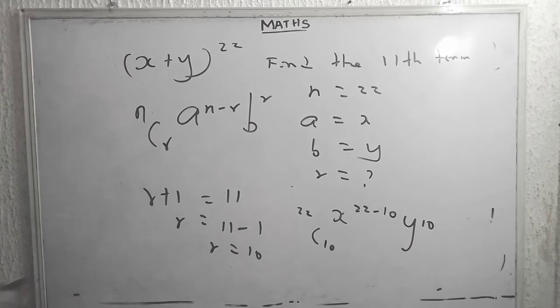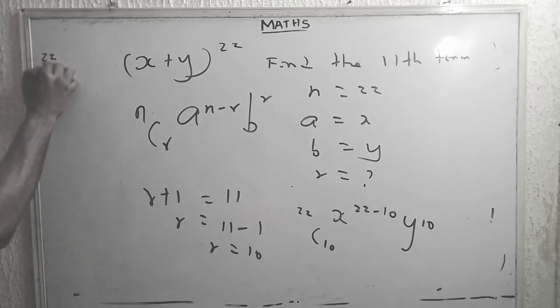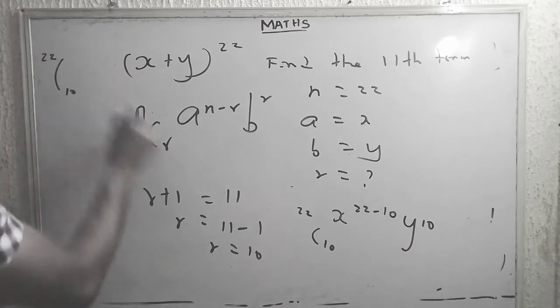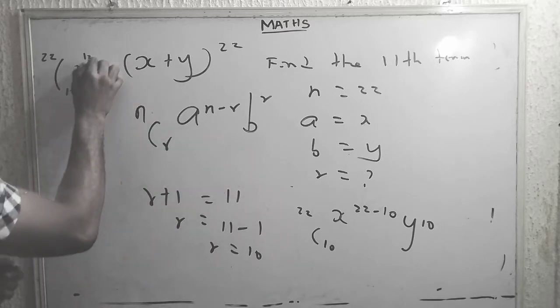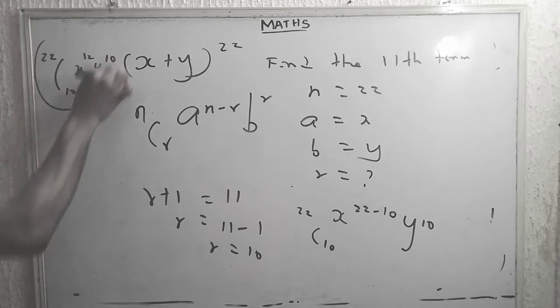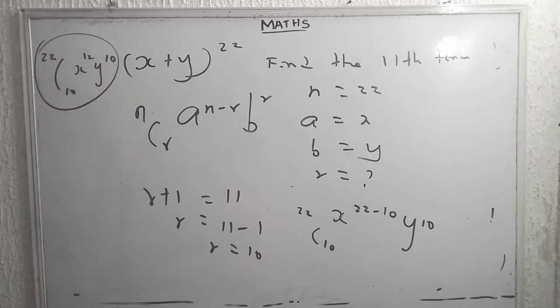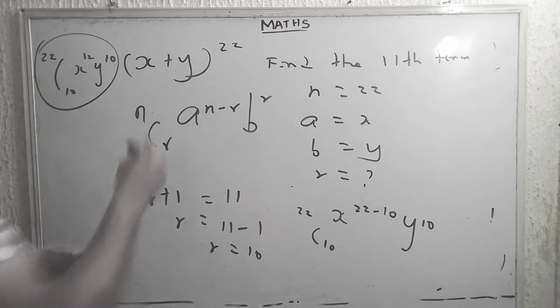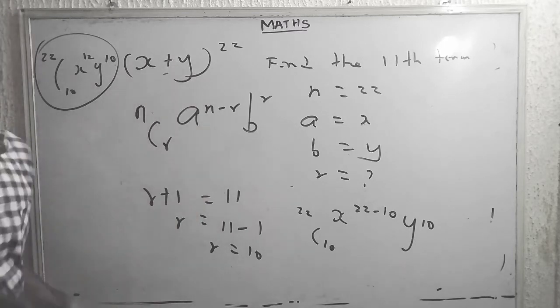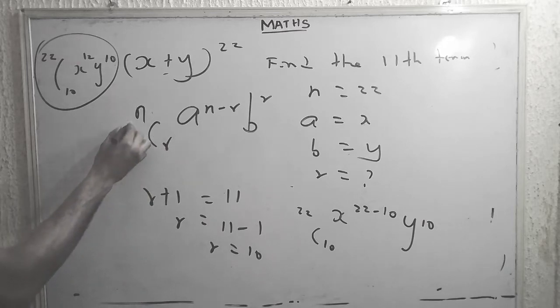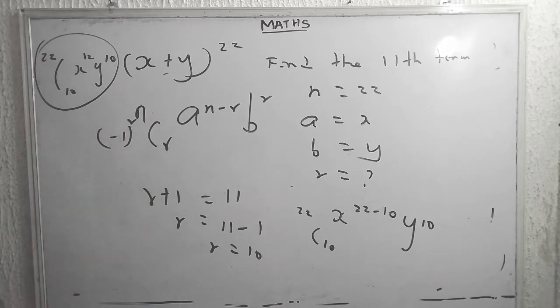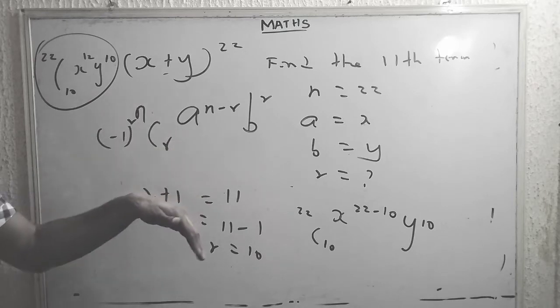So if I simplify that further, I will have 22 combination 10, x raised to power 12, y raised to power 10. So this is the value for the 11th term. But if this were negative, all you have to do is come back to this formula and put minus 1 raised to the power of r. That will compensate for the negative.